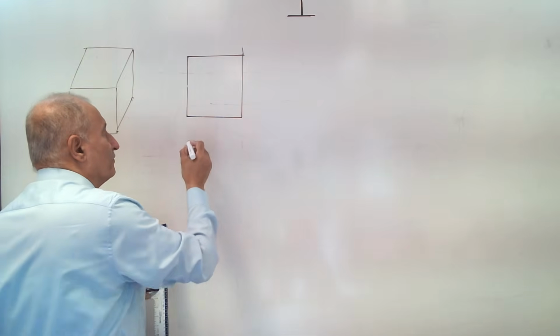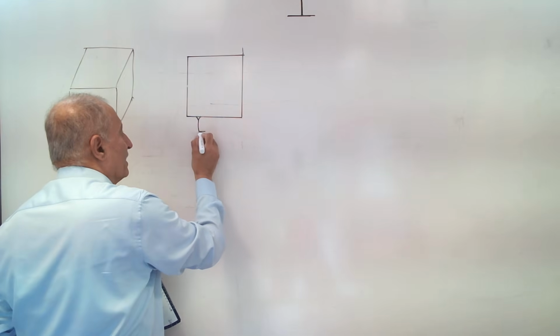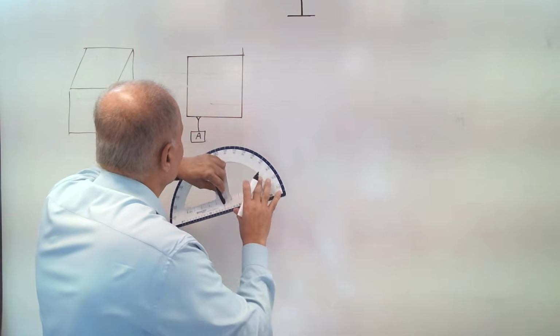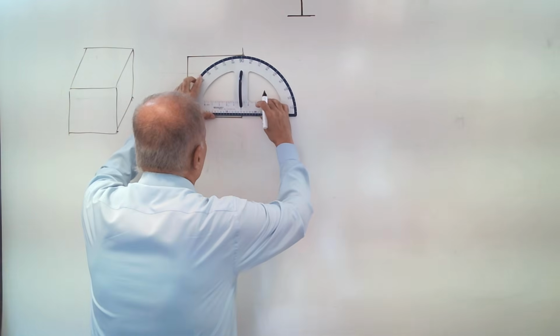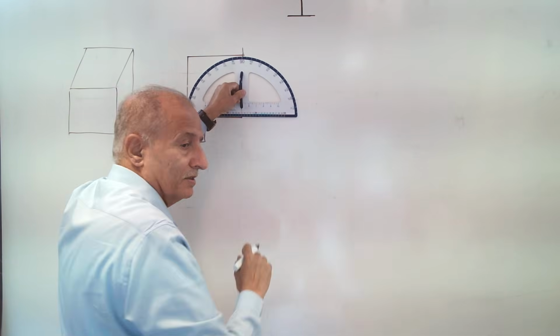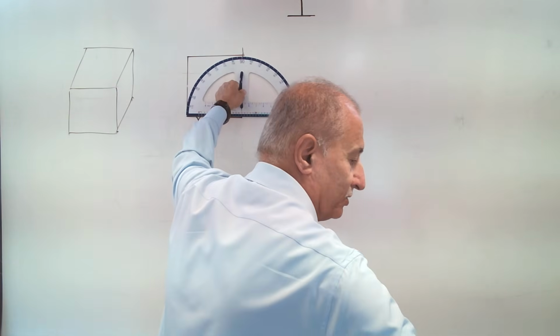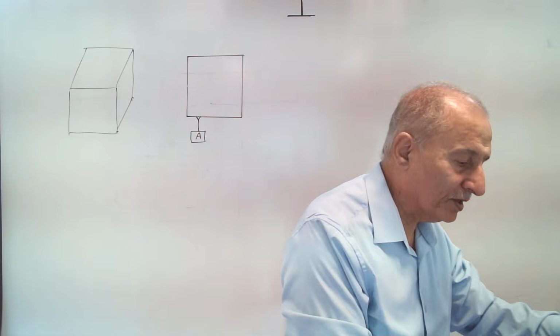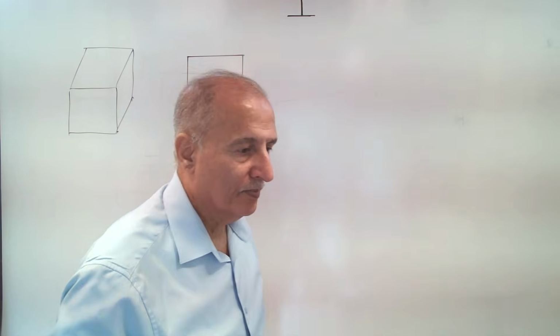And the bottom surface is taken as datum A, and this surface must in production be perpendicular, exactly 90 degrees, with respect to the bottom surface.